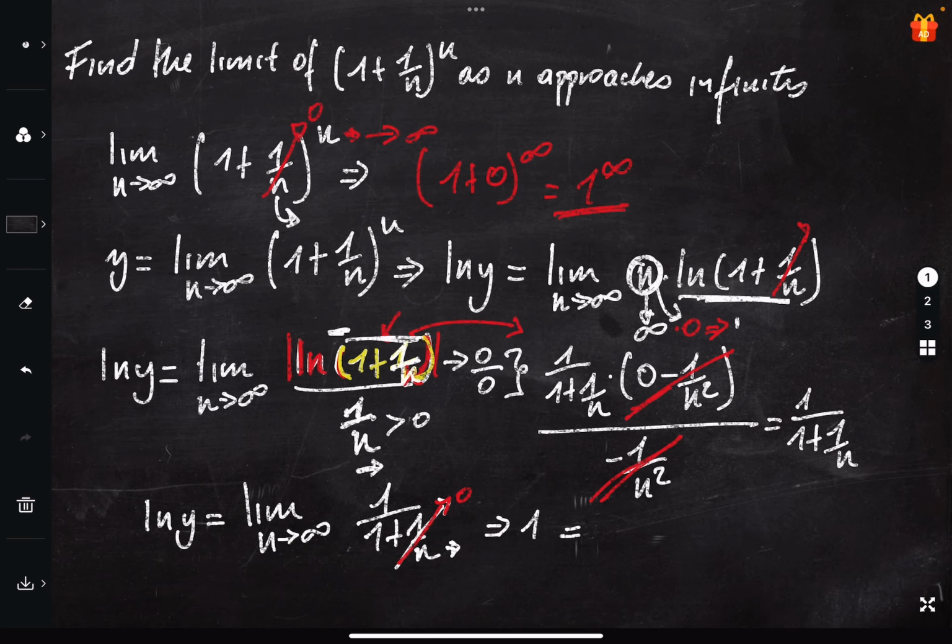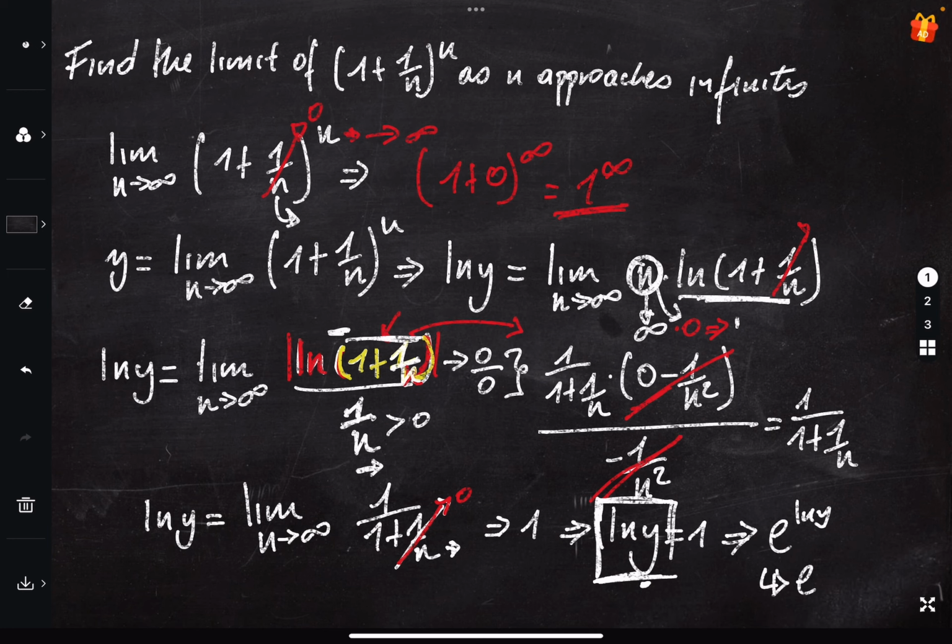But here's the thing. We know that natural log of y is 1. We don't know what y is equal to. So because of L'Hospital's rule, what we can do is take Euler's constant to the power of this natural log of y. And we know that natural log of y in this case is equal to 1. So our answer is equal to e to the power of 1, which is just e.